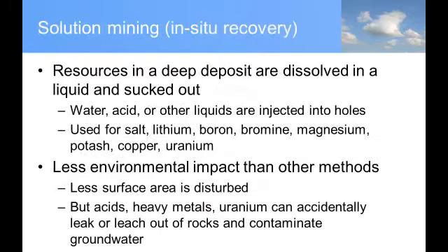Solution mining, or in situ recovery, is where you inject water or some other liquid into holes that are drilled in the ground and then pump up the dissolved material you want to mine. So something that readily dissolves, like salt, this is a common way to mine for these materials. Also lithium, boron, uranium, and copper are mined this way. It has less environmental impact than other methods, but the acids and heavy metals and uranium can accidentally leak and get into the groundwater.